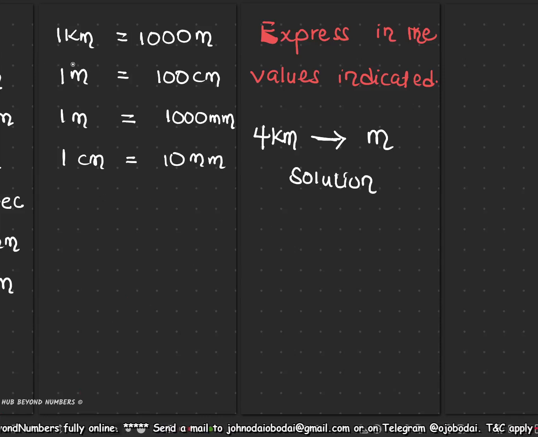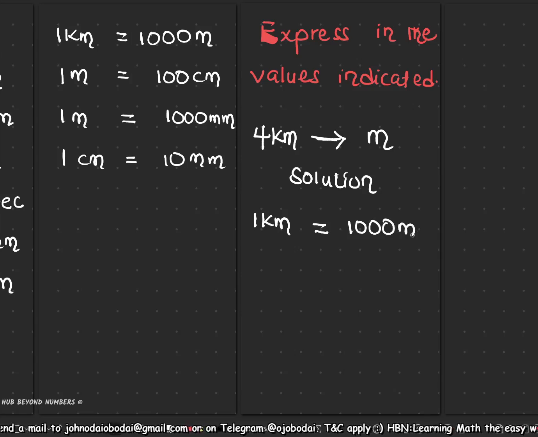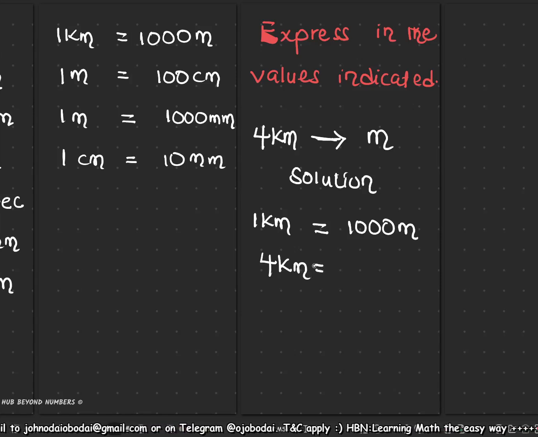1 kilometer equals 1,000 meters. So you state the relationship between the two units you are trying to work on. So we say that we know that 1 kilometer gives us what? 1,000 of these meters. So 4 kilometers is going to give us what? 4 is certainly going to give us more, because if 1 is giving us 1,000, then 4 is certainly giving us more.